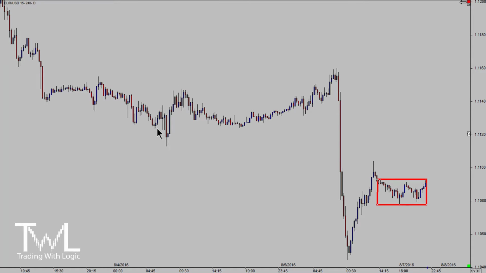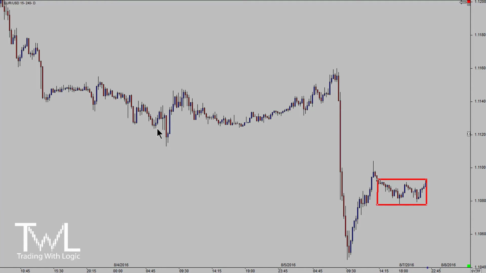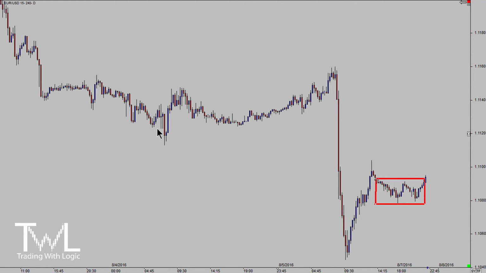I have marked a specific time, which is from 2 p.m. Eastern Time to 10 p.m. Eastern Time. All the red boxes that you will see while looking at the charts is the exact same time period. Just by itself, that will be a repetitive process pattern. This time period is usually the less volatile during the day. I have marked that time period, and let's observe what the price does after the 10 p.m.